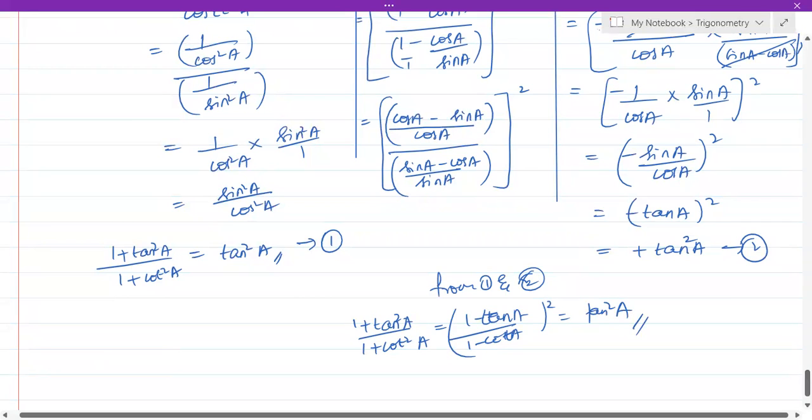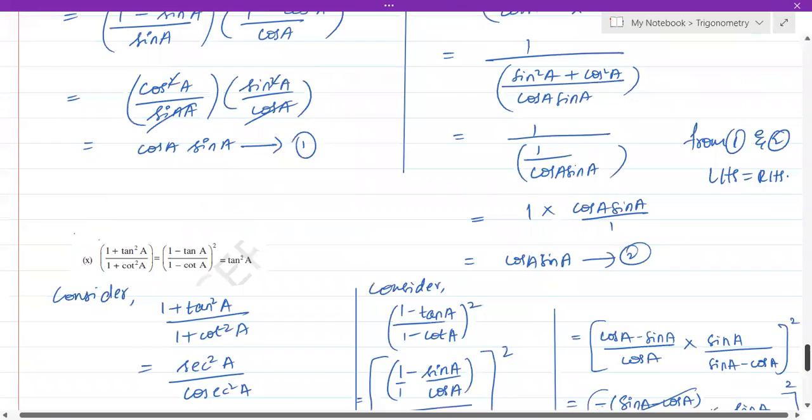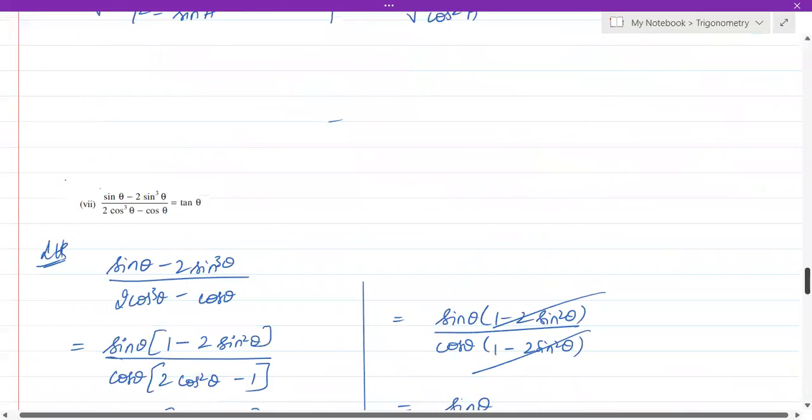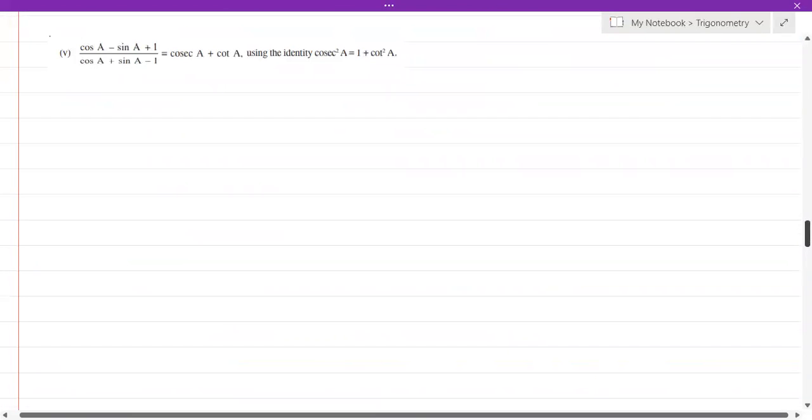Okay, so this is how we do it. If you observe, we are using the same logic throughout all the problems. That is, if there is a trigonometric identity, we'll use it. If there is no trigonometric identity, we'll convert it into sine and cos. Then we'll take LCM and simplify it.